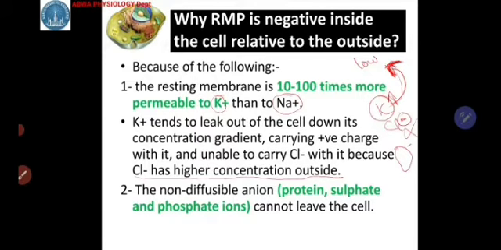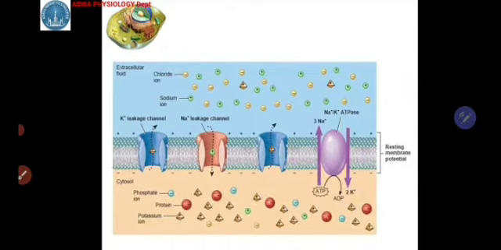The next point is non-diffusible anions: protein, sulfate, and phosphate. They cannot leave the cell. That's why there is negativity inside the cell relative to the outside of the cell. Now you can understand that potassium will leak outside and sodium leaks inside. But proteins and molecules of higher size could not leave.